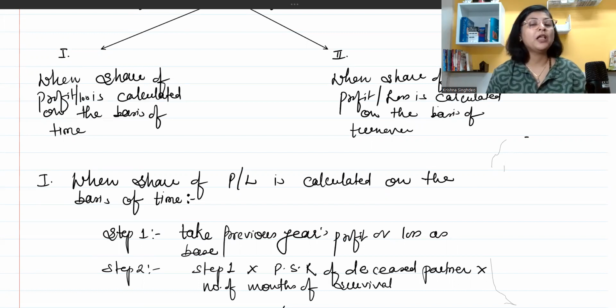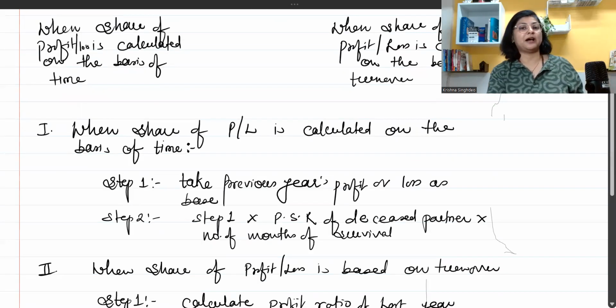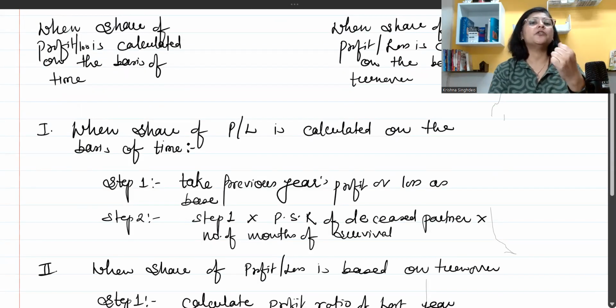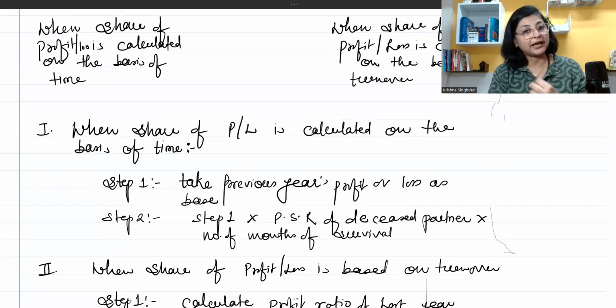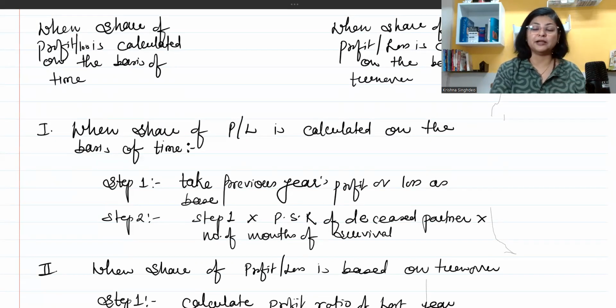So what do I have to do? I have to take that 1,20,000 rupees as the basis and multiply it with PSR. PSR here means profit sharing ratio of the deceased partner. Let's say the deceased partner's share was 1/3, so you will multiply it by 1/3. In fact, you will also adjust it for the number of months he survived. So if he survived for 3 months, we will divide it by 12 and multiply it by 3 months. In this way, we will get the share of profit of the deceased partner.